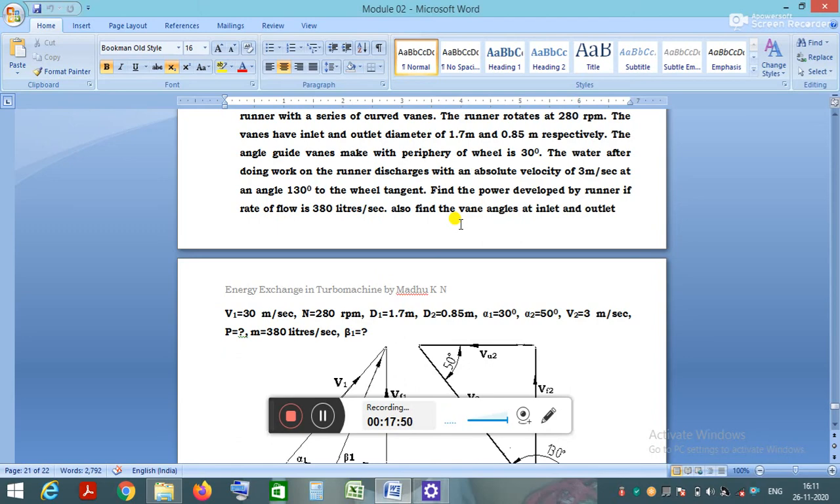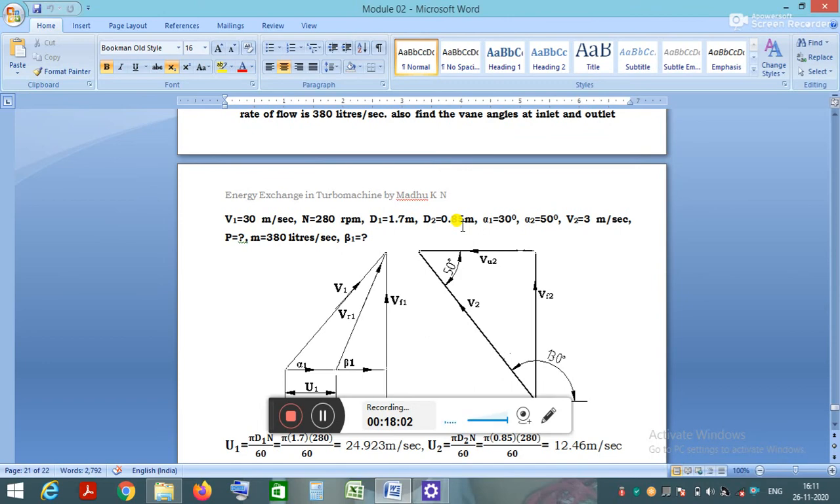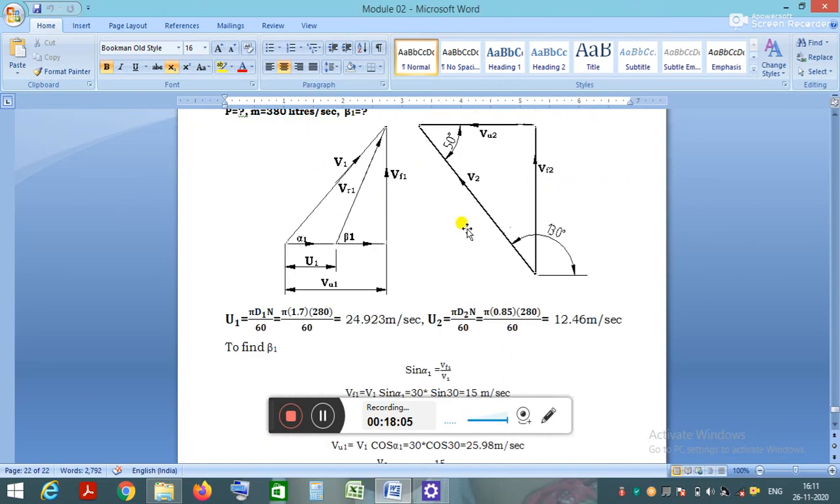Okay, we need to find out the power developed by the runner if the mass flow rate of water is 380 liters per second. And we also need to find out the blade angles. See here, it is not an axial flow turbine. Therefore, the blade velocity doesn't remain constant.